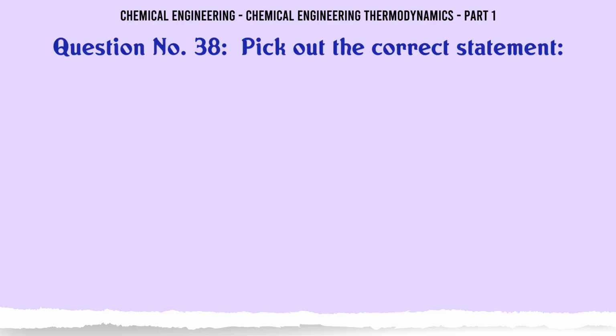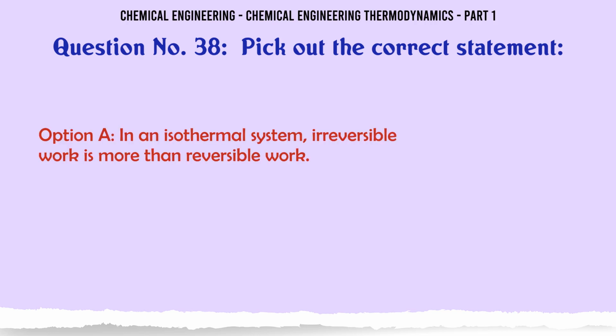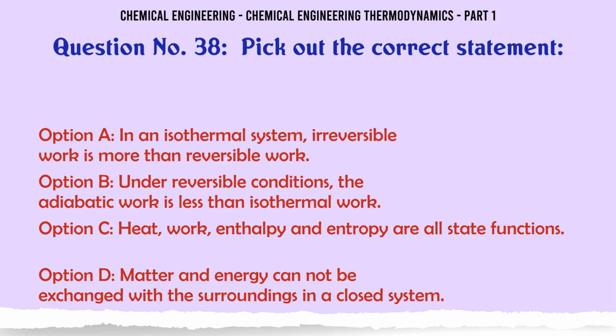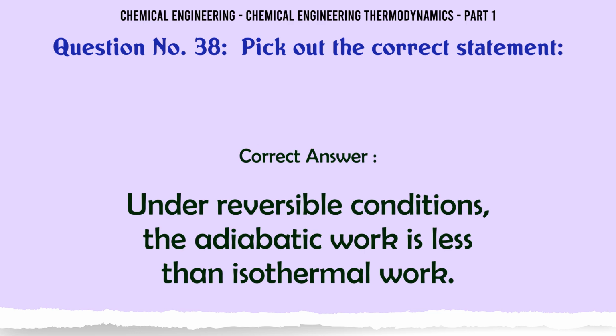Pick out the correct statement. A. In an isothermal system, irreversible work is more than reversible work. B. Under reversible conditions, the adiabatic work is less than isothermal work. C. Heat, work, enthalpy and entropy are all state functions. D. Matter and energy cannot be exchanged with the surroundings in a closed system. The correct answer is under reversible conditions, the adiabatic work is less than isothermal work.